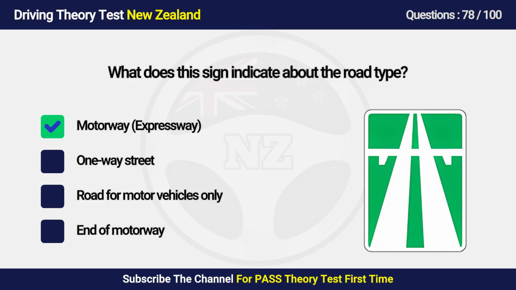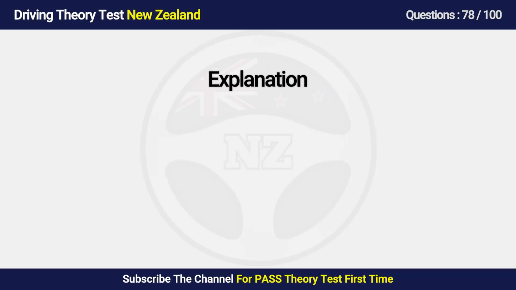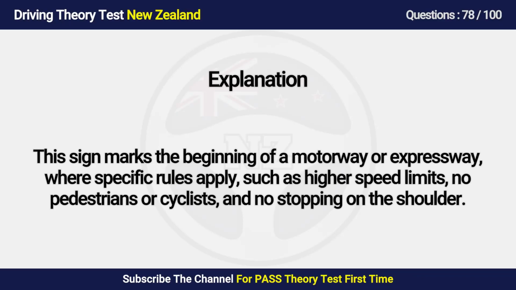Answer is A. Motorway, expressway. This sign marks the beginning of a motorway or expressway, where specific rules apply, such as higher speed limits, no pedestrians or cyclists, and no stopping on the shoulder.